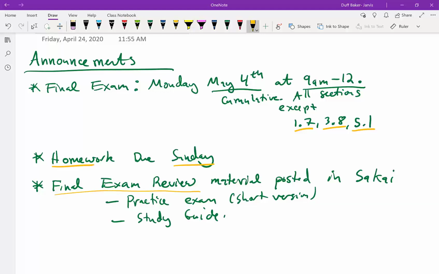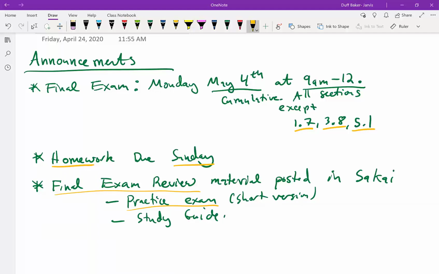So there's two things there. There's a practice exam. It doesn't look quite like our exam. I think that exam was designed to be an hour and a half, so you would expect our exam to be a little longer.